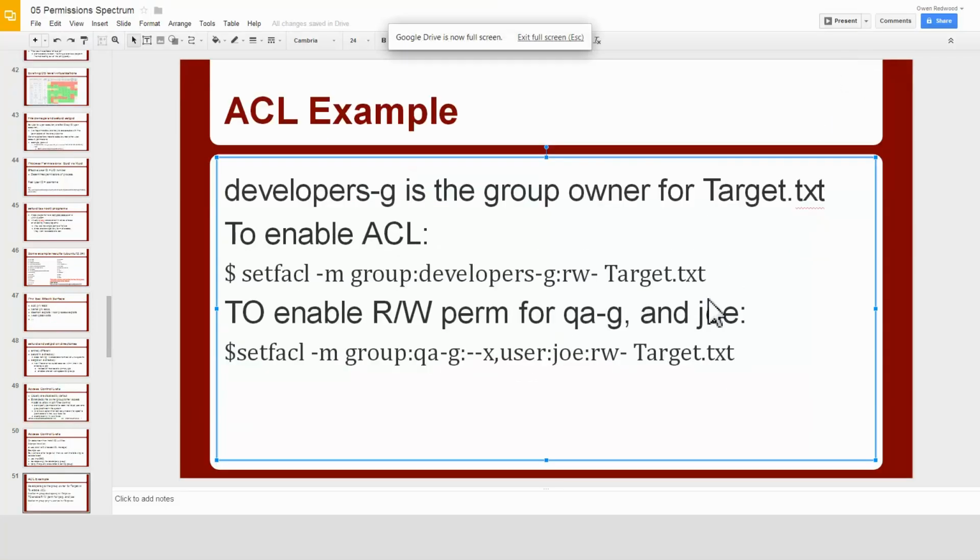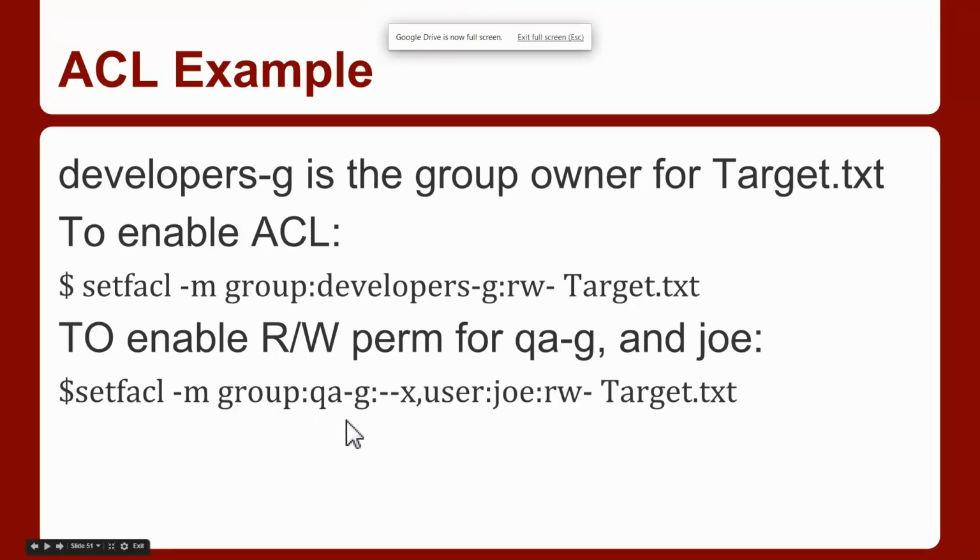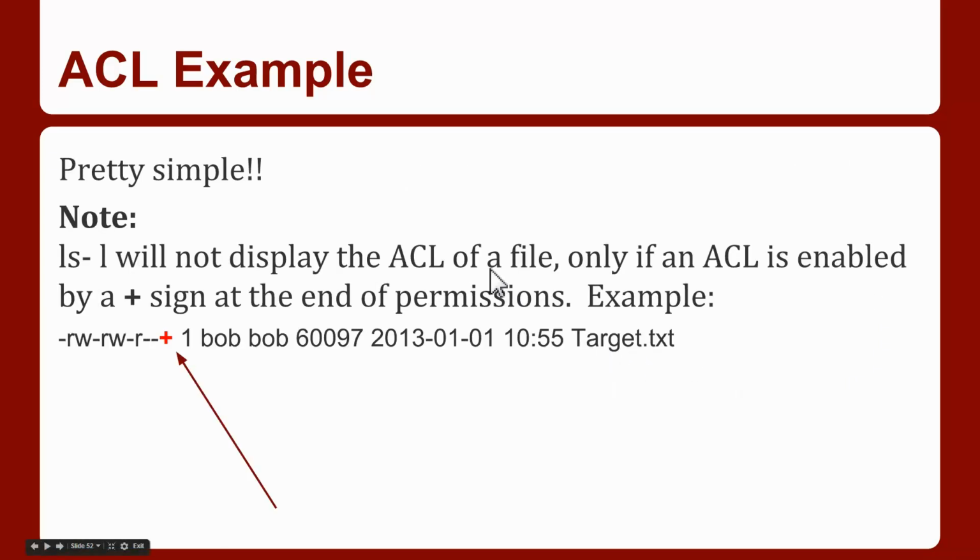And say for the quality assurance group, if you just want to give them permission to execute it because they're just going to be running it, you would do that. And say you want Joe, the CEO, to have just read-write, you would do that. So it's pretty straightforward, and something to note is when you do ls -l to see the common file attributes and permissions, if something has been set up with an access control list, it will have a plus sign at the end. That's one of the only ways to determine whether or not it has one at first glance.